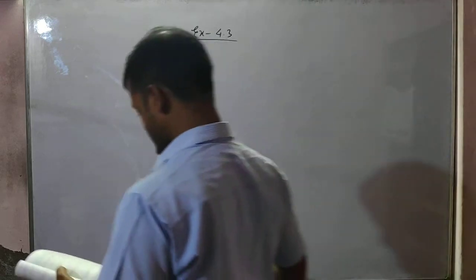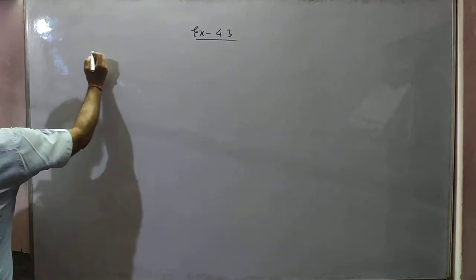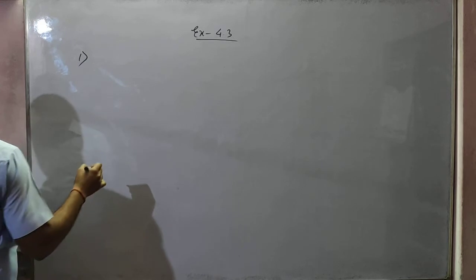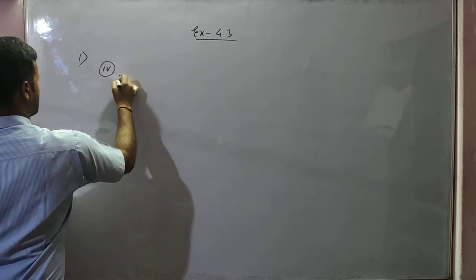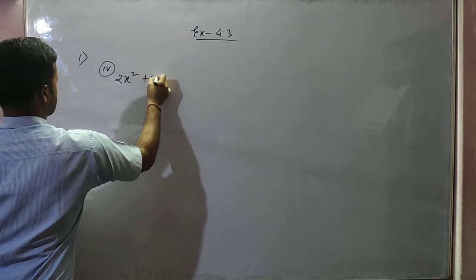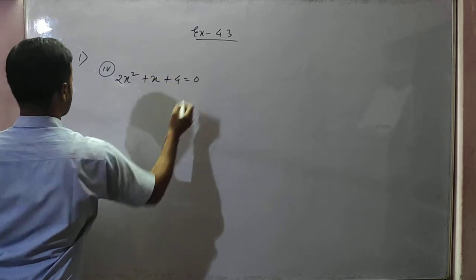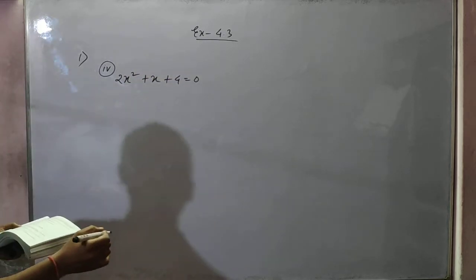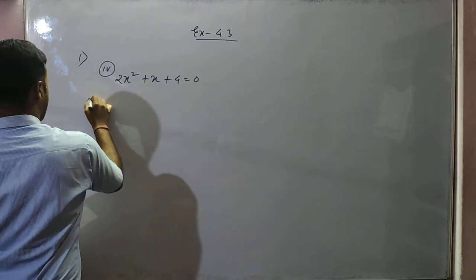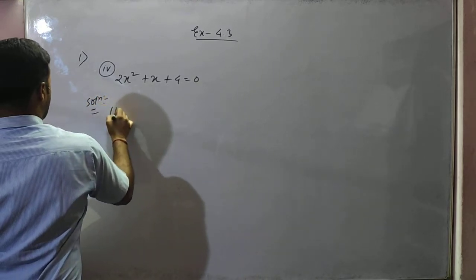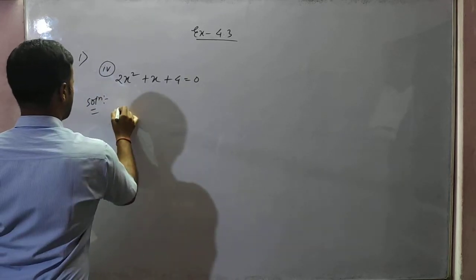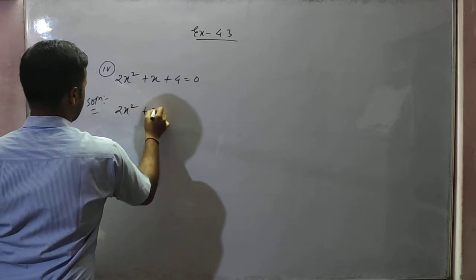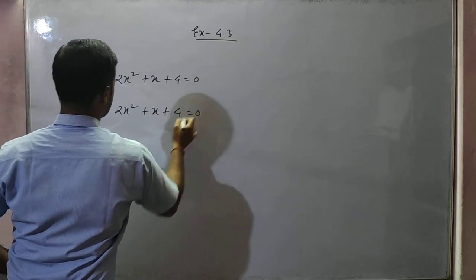So students, as I said, sometimes there will be no real roots. Let us take one example. Number 4. Let us take 2x square plus x plus 4 is equal to 0.